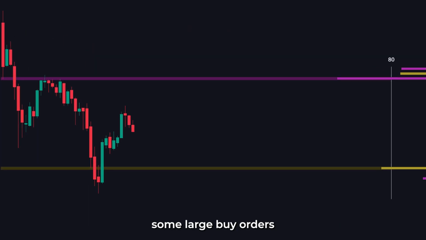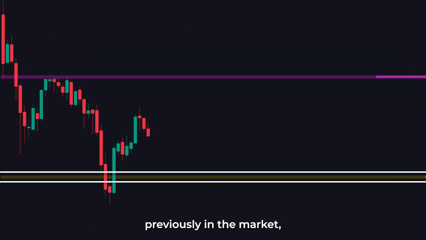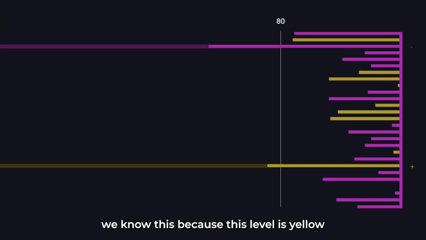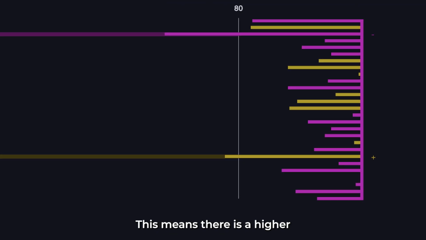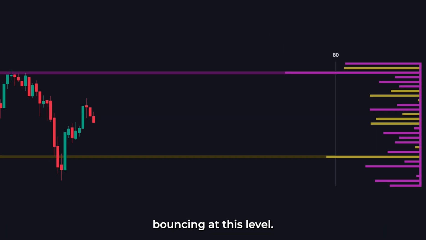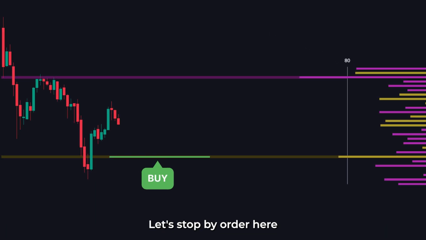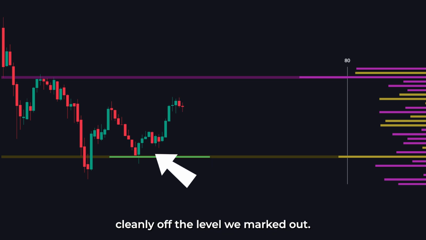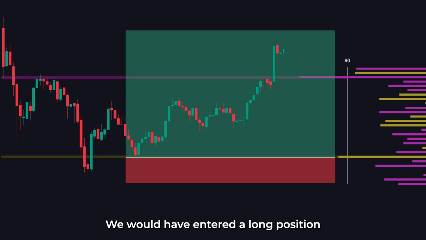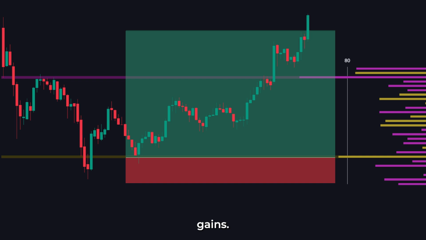Here, we see there were some large buy orders previously in the market. We know this because this level is yellow and there is a yellow plus sign. This means there is a higher likelihood of the price bouncing at this level. Let's set our buy order here and see what happens. We see our price comes down and bounces cleanly off the level we marked out. We would have entered a long position and we would have made some serious gains.